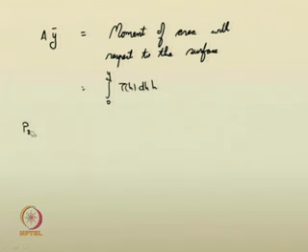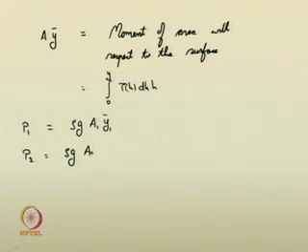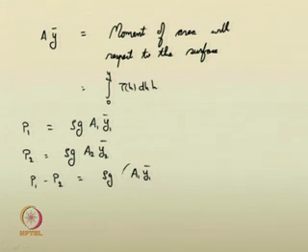So, P 1 I can write as P 1 is equal to rho g A 1 y 1 bar. Similarly, P 2 is equal to rho g A 2 y 2 bar. So, the net pressure force will be equal to rho g times A 1 y 1 bar minus A 2 y 2 bar.